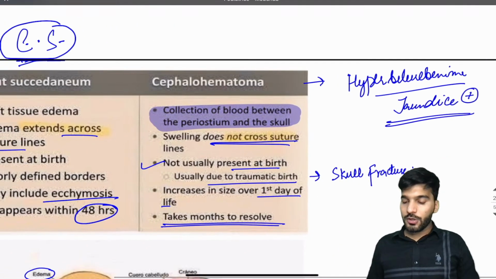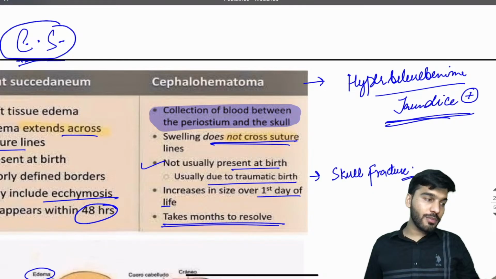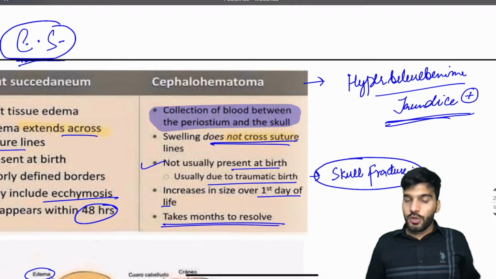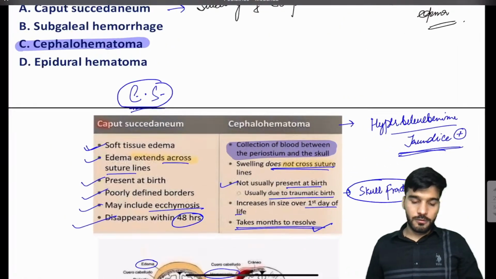But cephalohematoma में jaundice भी present हो सकता है due to the accumulation of the blood, hemolysis is there, okay, and it's usually present at the birth due to the traumatic birth or the skull fracture. It takes months to resolve.